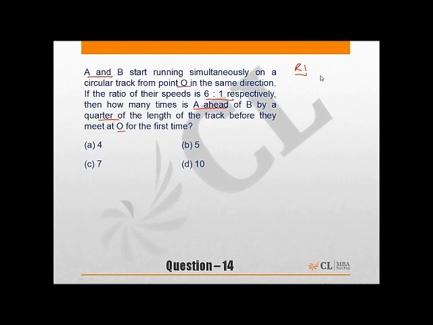Round 1 question, because it is some time, speed, distance, which I am fairly comfortable with, and does not look calculation intensive. Looking at the data again: circular track, O is the starting point, both of them start moving in the same direction. Ratio of speeds is 6:1. And we need to find how many times is A ahead of B by a quarter of the length of the track before they meet for the first time.